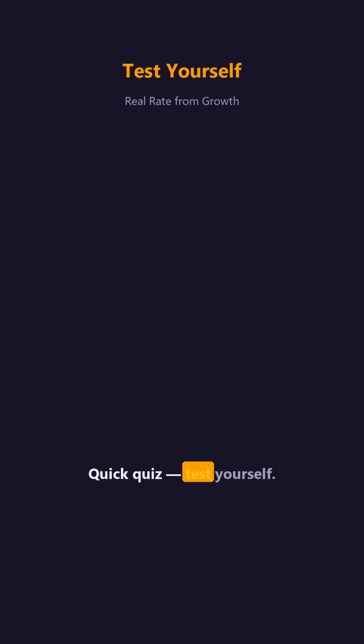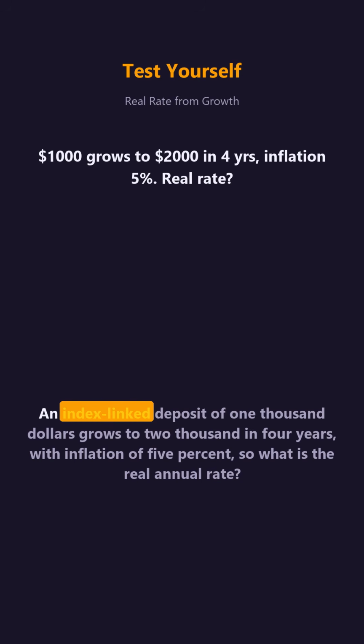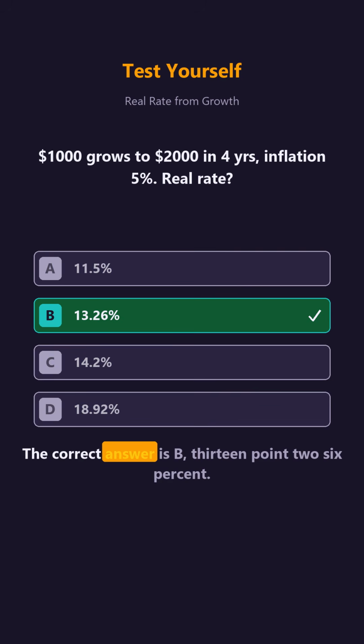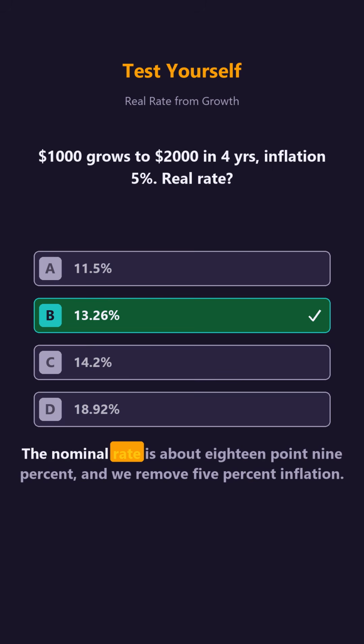Quick quiz, test yourself. An index-linked deposit of $1,000 grows to $2,000 in 4 years, with inflation of 5%, so what is the real annual rate? Here are your 4 options. Pause the video and solve it now. The correct answer is B, 13.26%. The nominal rate is about 18.9%, and we remove 5% inflation.